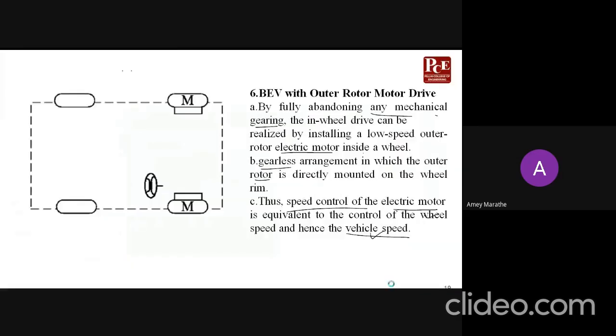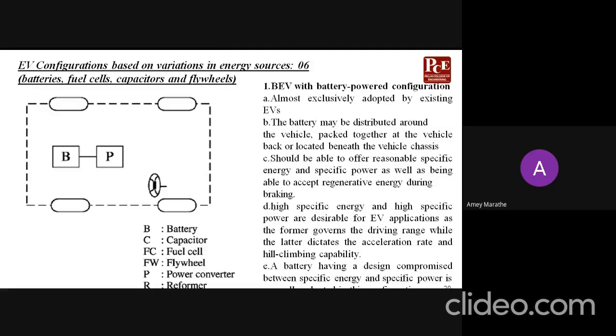Now just see. Based on energy sources, how many configurations are possible? Again, 6. So we had 6 configurations earlier, plus we have these 6 configurations. Now you see here, these bifurcations are not on the basis of drive, they are based on the energy source. So what type of energy source do you have?